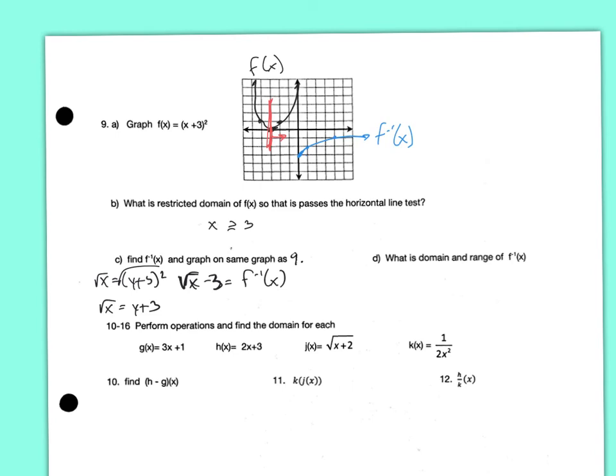And then, of course, for the next part, we want the domain and range of the inverse. Again, your choice on notation. So our domain here is going to be x is greater than or equal to 0, or from 0 to infinity. And for the range, we have y is greater than or equal to -3, or from -3 to infinity.